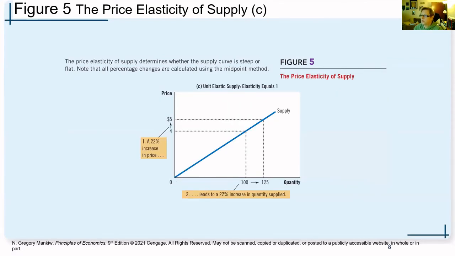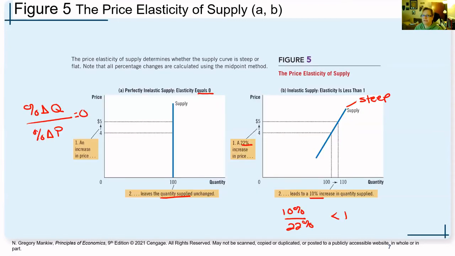Here is unit elastic. Again, you can tell because it's 22% and 22%. So remember, elasticity of supply is the percent change in the quantity supplied. In this case, 22%, percent change in the quantity, percent change in price, 22%, so it equals 1. And notice that this supply curve here in panel C is a bit flatter than we saw in panel B.